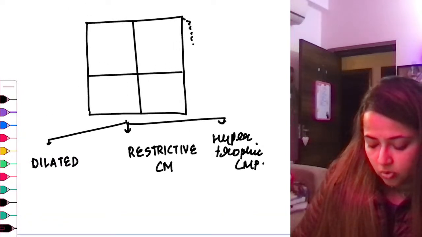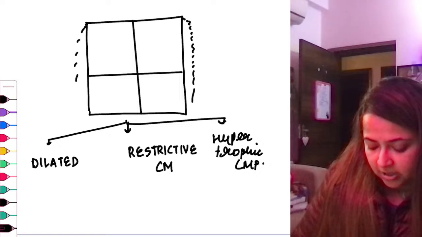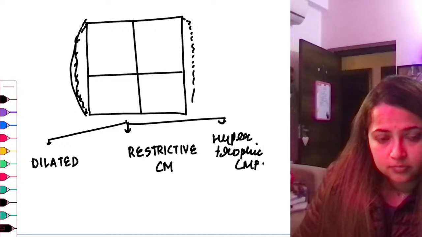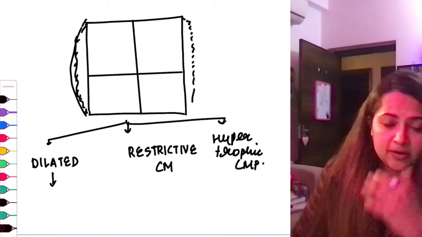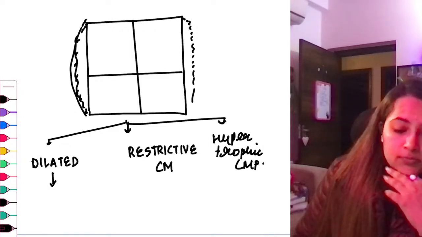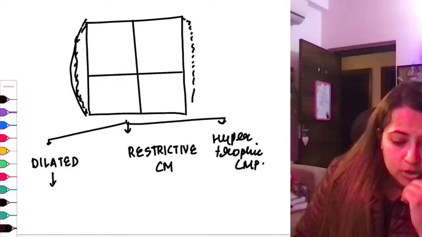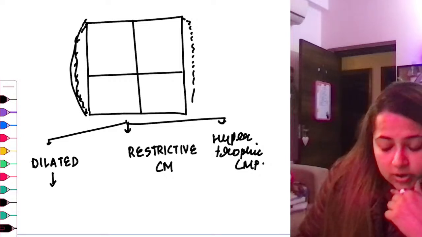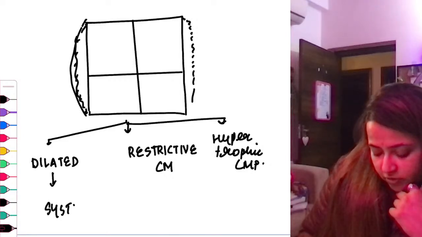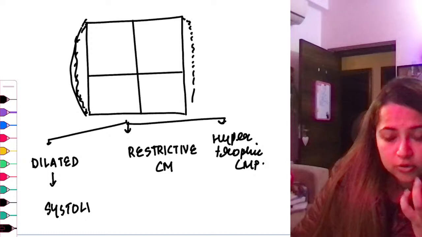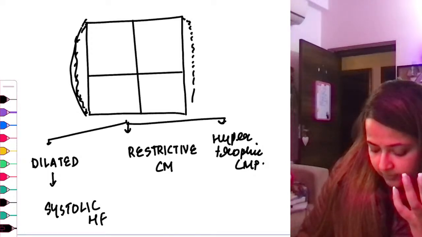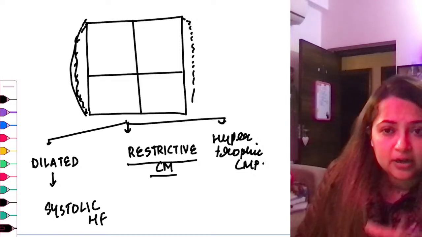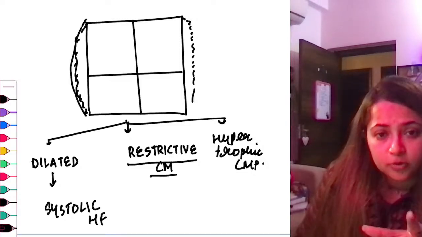Now, guys, what you have to keep in mind regarding these types of cardiomyopathies? Dilated cardiomyopathy means maximum dilation has already taken place. The problem is with the contraction. So what type of heart failure would you expect in dilated cardiomyopathy? Your answer is systolic heart failure, because there's a problem in the systole, the contraction. Okay.